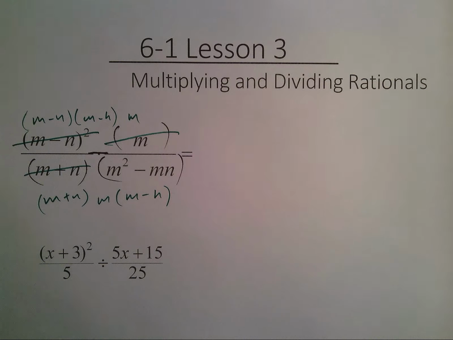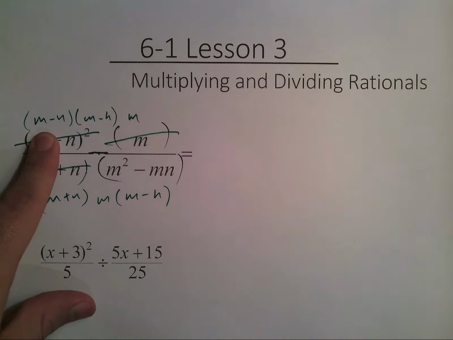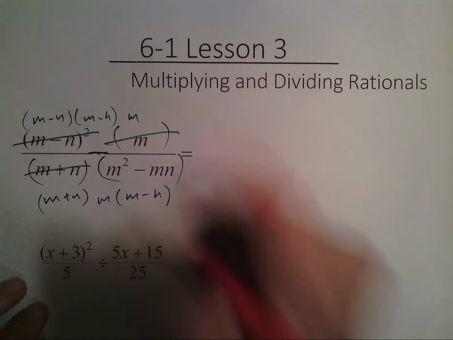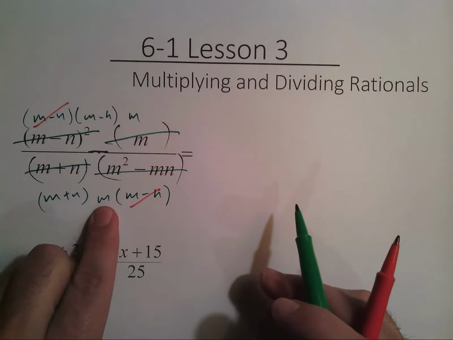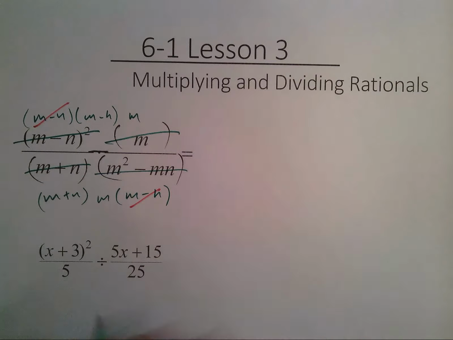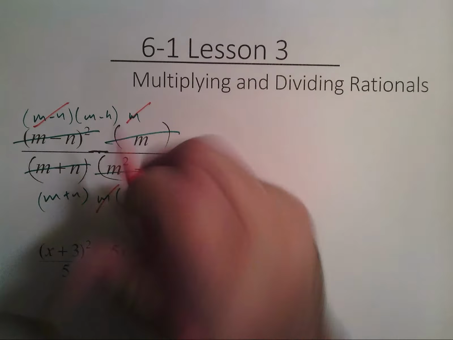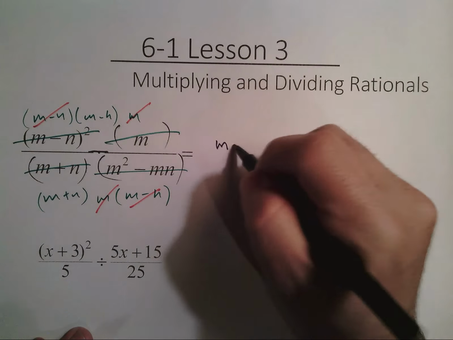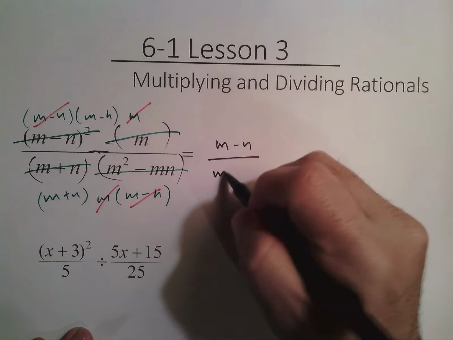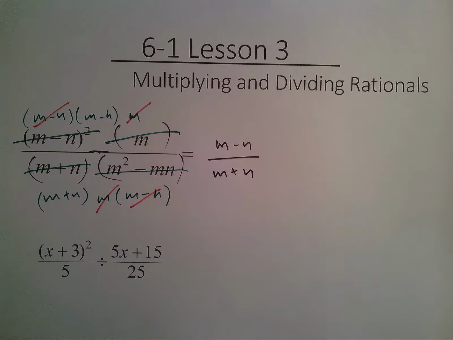cancel things out. Here I have an m minus n. Oh look, an m minus n. They go away. I have an m on top and an m on the bottom. Those go away. So finally what I'm left with is just m minus n on top and m plus n on the bottom. Alright, let's look at the next one.